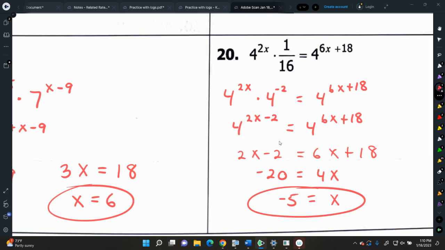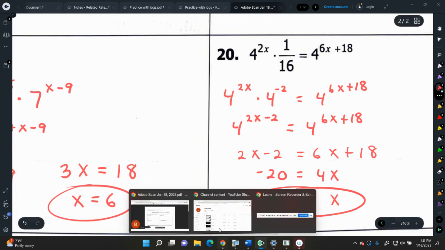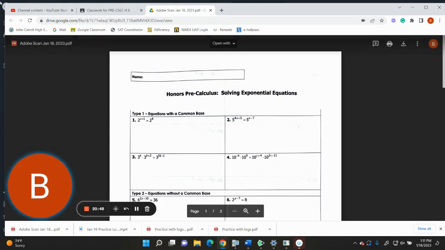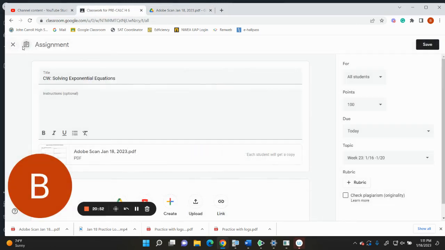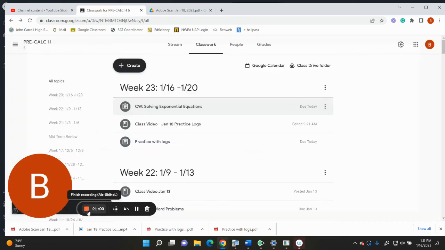There's nowhere to submit it. Really? The practice with I thought I just put it in there. I keep refreshing. And I'm not seeing it. Ah, I didn't save it. Hold on. Sorry.